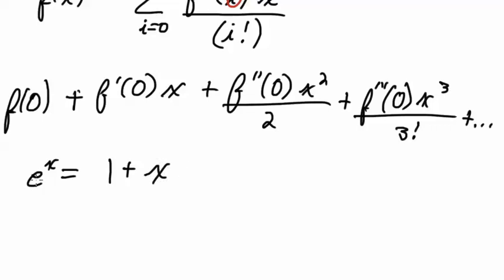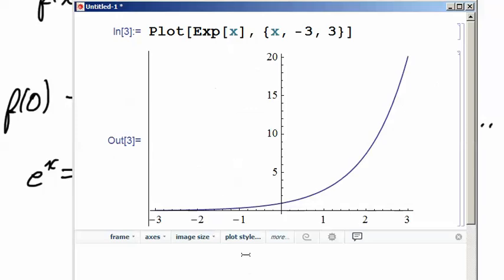The derivative of e to the x is e to the x. And then the next one would be the derivative of e to the x, which is still e to the x, so it's 1 plus x plus x squared over 2 plus x cubed over 6 plus dot dot dot. So let's look at how this matches.